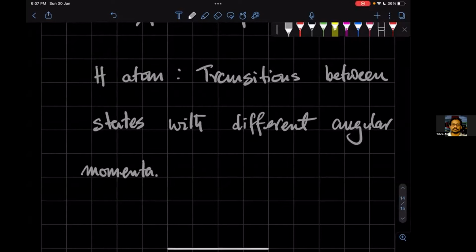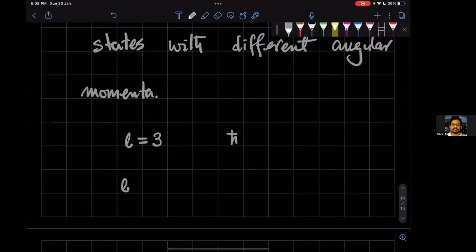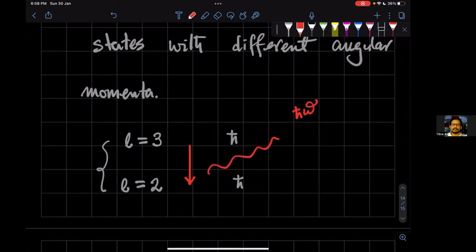So what do I mean by that? For the mathematicians, essentially what I'm saying is that an atom can be in a state where its angular momentum is 3 in some units of h bar. But then the atom can transition to a state where its angular momentum is 2 h bar. So it's losing a lot of energy in making that transition. That energy is carried away by photons, whose energy is given by h bar omega, omega being the angular frequency of the photon.